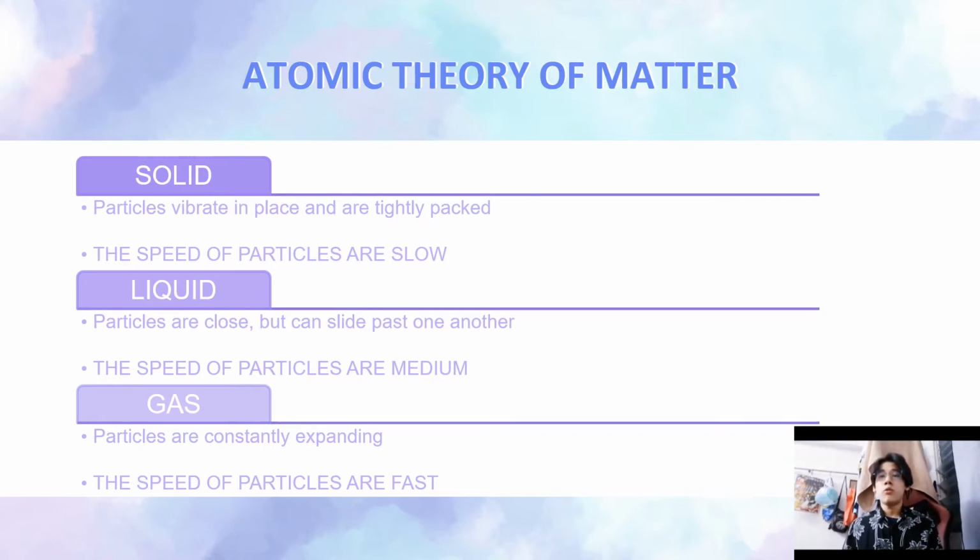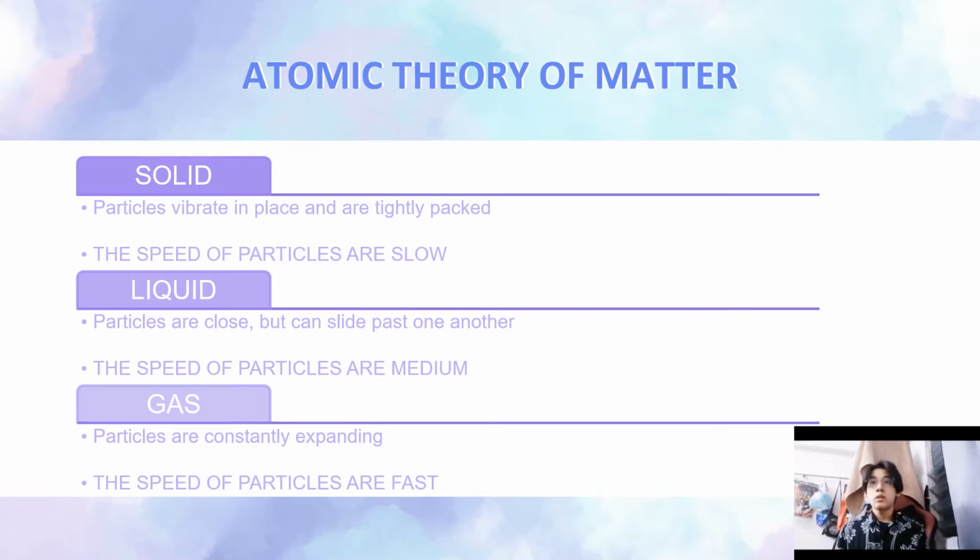To change from one state of matter to another is called a phase transition. For example, an ice cube melts into liquid as energy is added. Another example is when water evaporates into gas.